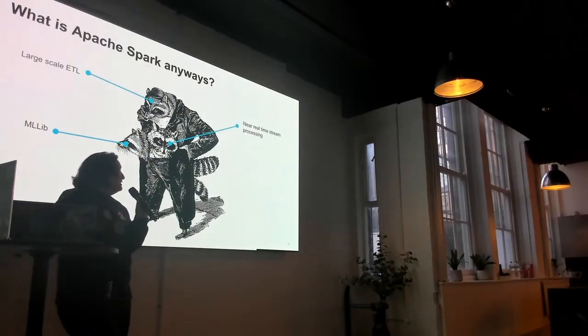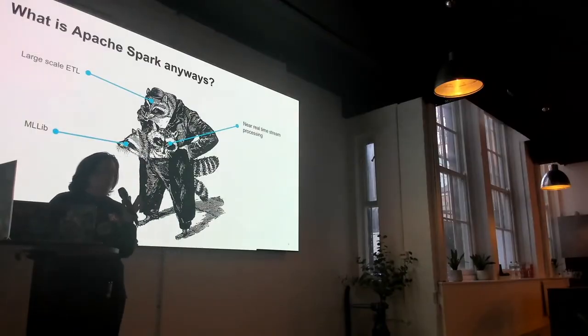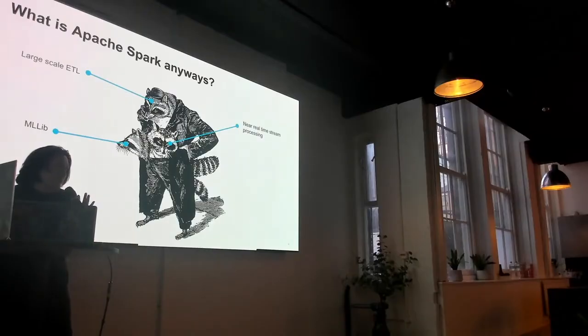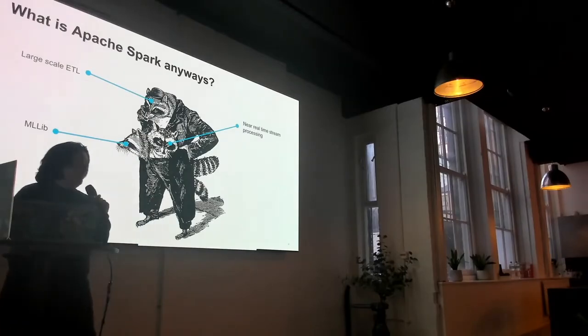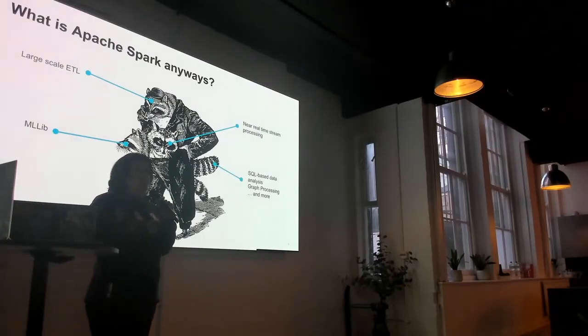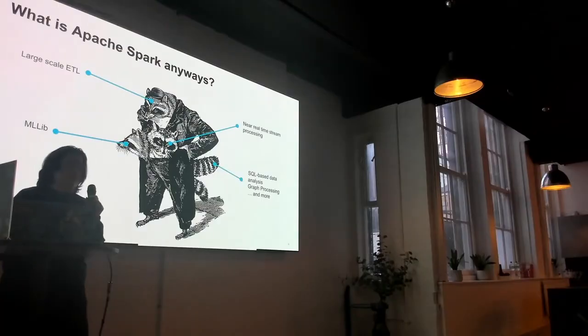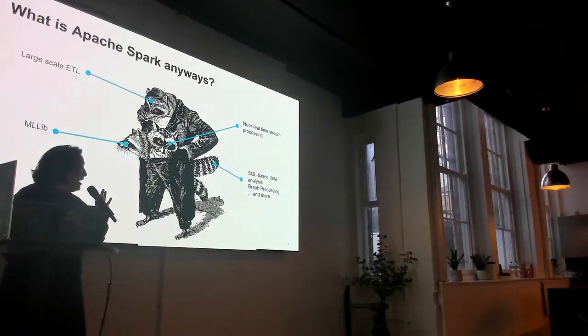Another thing it does is near real-time stream processing, which sounds really weird, and you're probably thinking, but why don't I use Apache Kafka? And you totally could. It's the kind of thing where if you've got a Spark cluster running, you could probably consider it. It also does SQL-based data analysis, so you can perform joins and lookups and stuff like that. It also does graph processing and a whole bunch of other things.